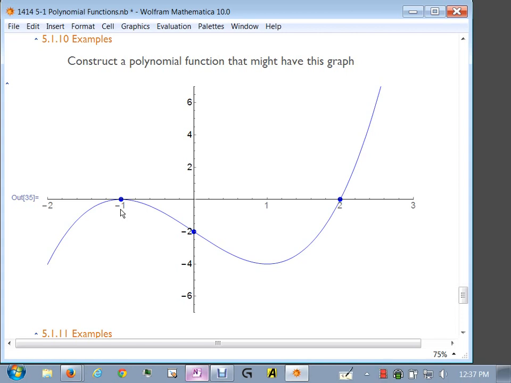Okay, where else do we have an x-intercept? That right there is 2, so x minus 2 should be a factor. Should it be squared or not? No, because I crossed through. It could be cubed, and we don't know that. That's why it says construct a polynomial that might have this graph. This could be to the 4th, yes. But let's go with the lowest one, okay? So that makes sense.